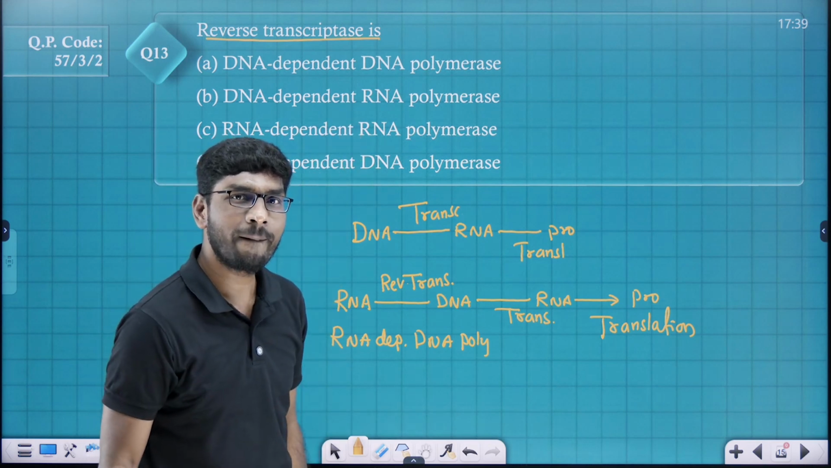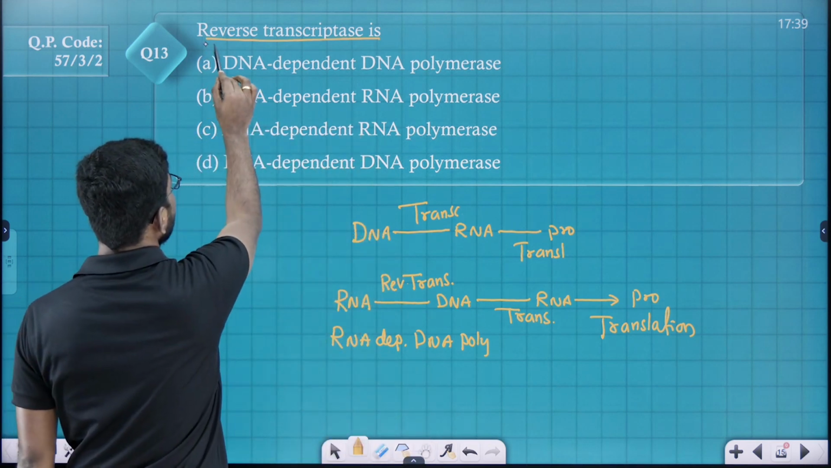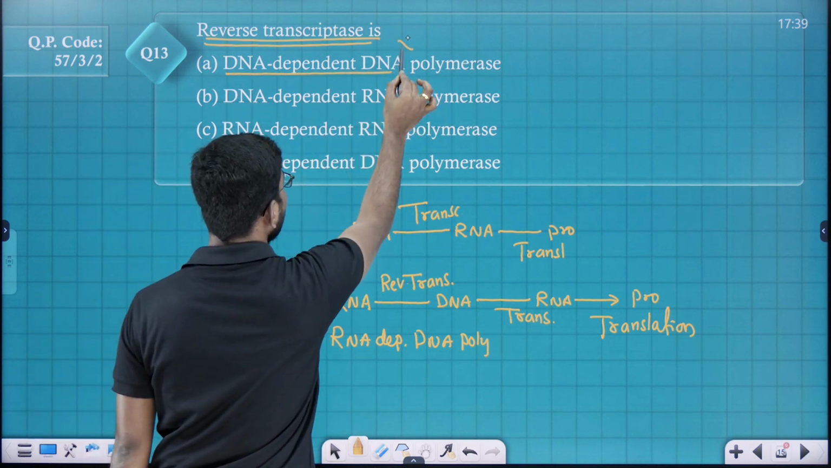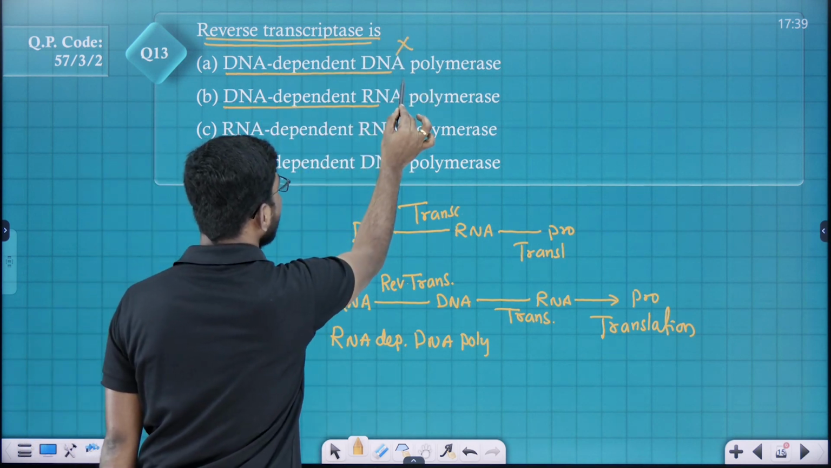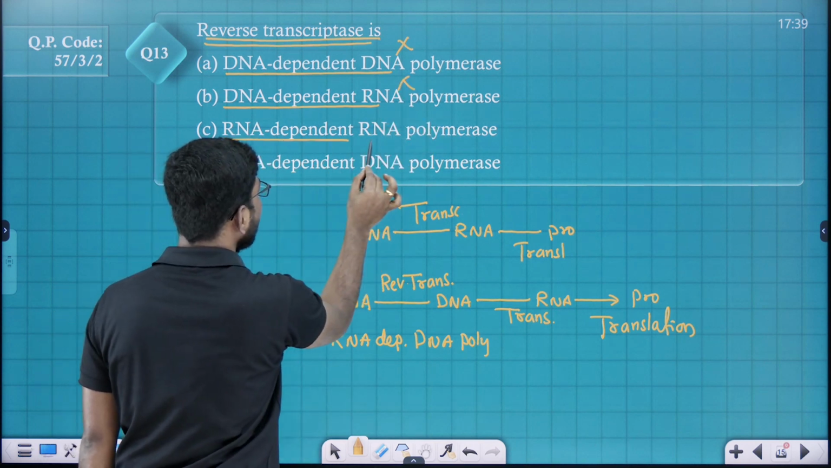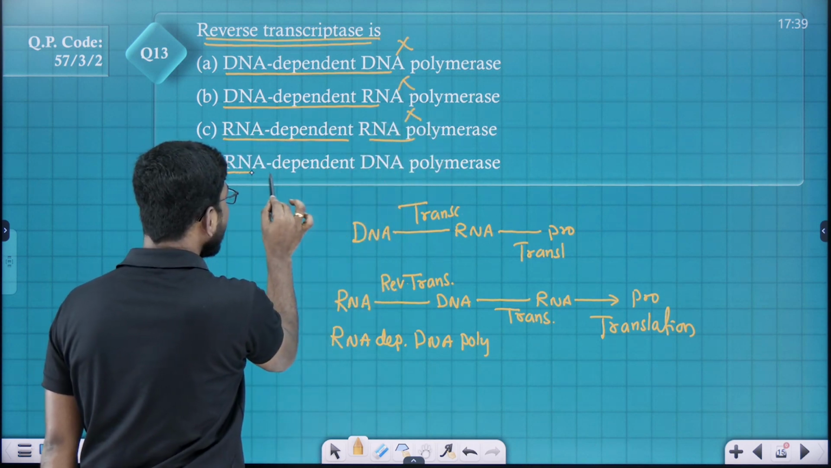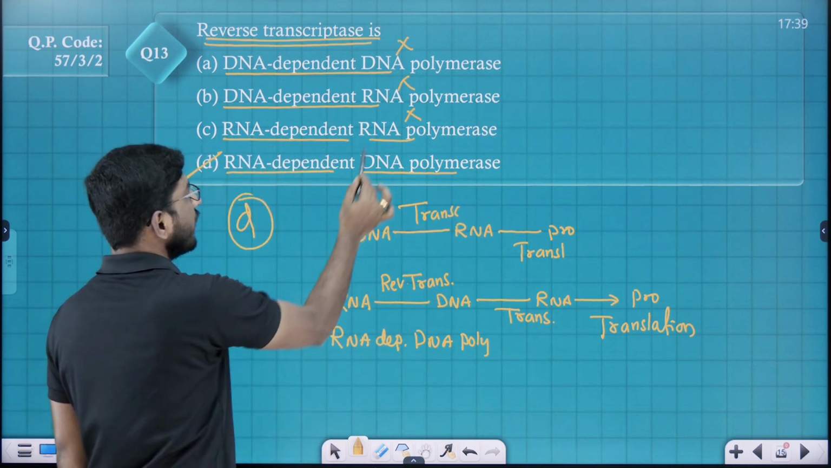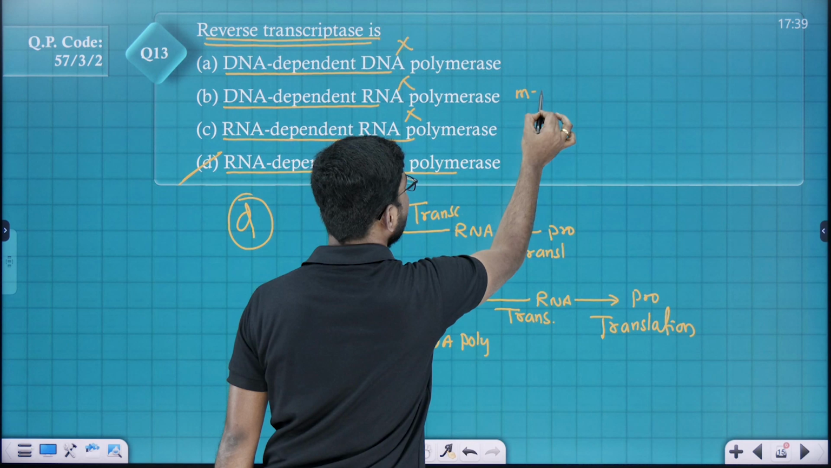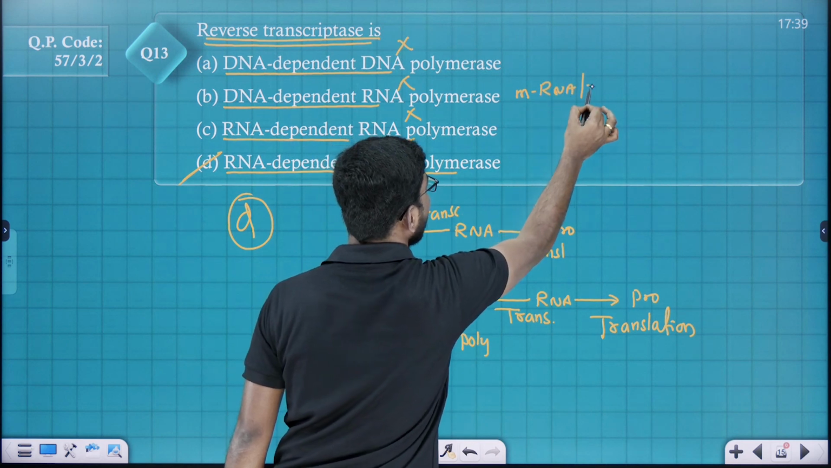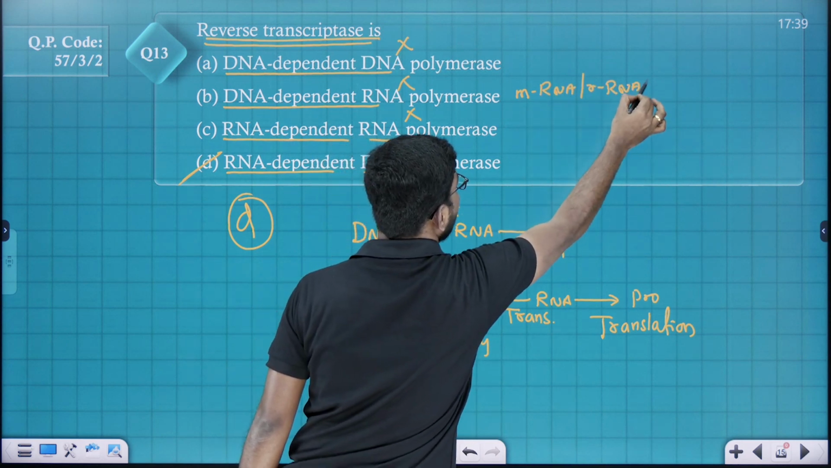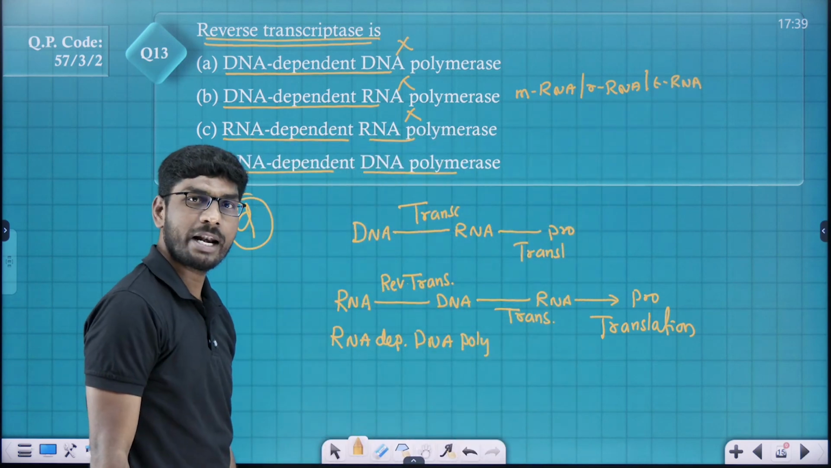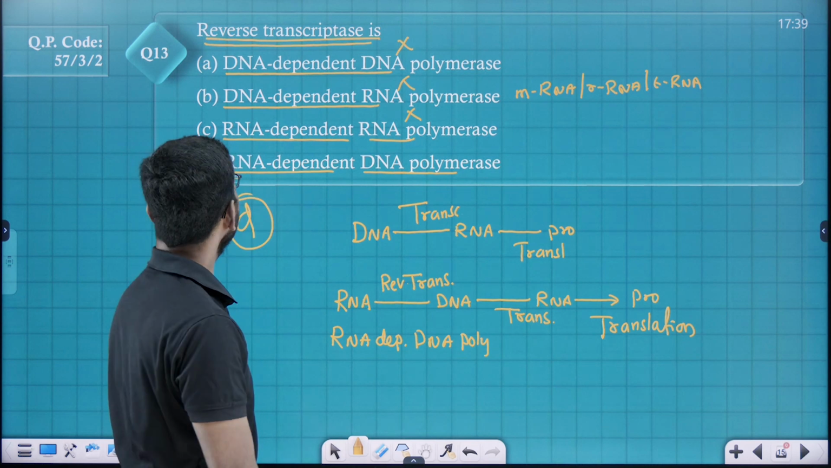Find out the correct answer. Reverse transcriptase is DNA dependent DNA? No. DNA dependent RNA? No. RNA dependent RNA? No. RNA dependent DNA polymerase. Option D. Here it is RNA polymerase enzyme. What will form? It will form mRNA, rRNA, and also tRNA. Am I clear? Comes the next question.